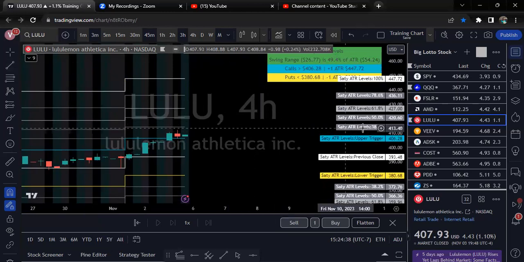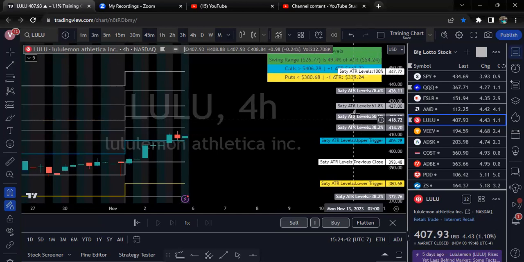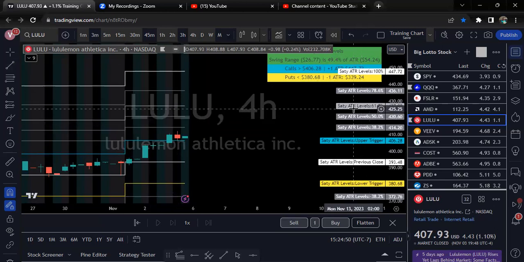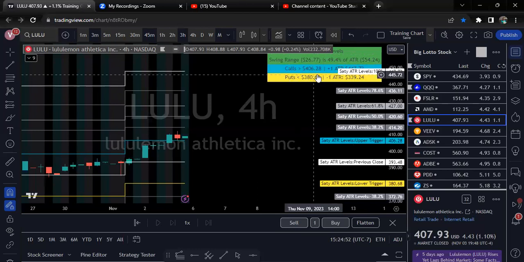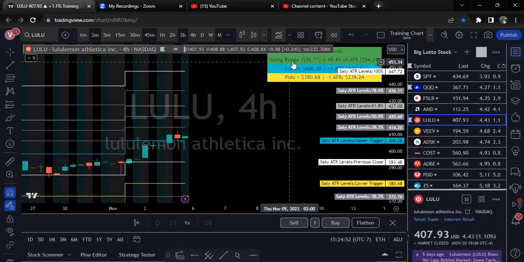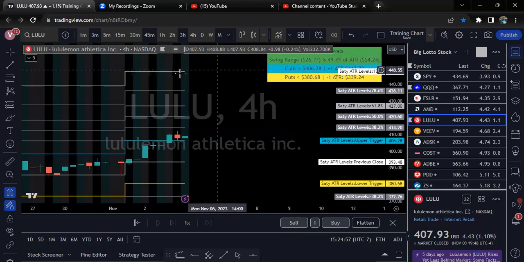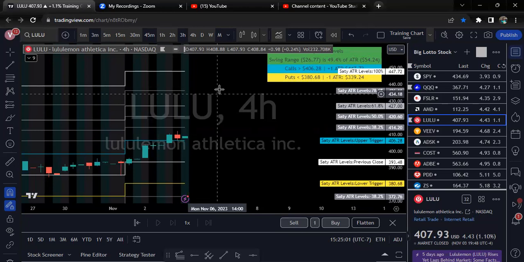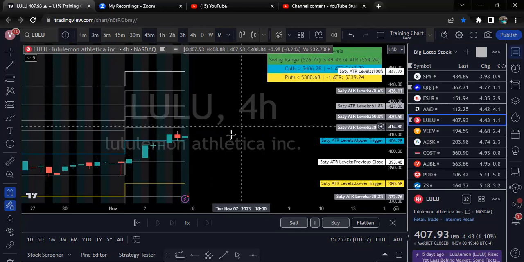Okay, so change these colors to colors that you can easily tell the ATR. So this is the ATR. These levels are based on ATR. So it means for the swing, Lulu can go up to 54 points because that's the swing ATR. That's the monthly ATR. If you're doing multi-day, it's the weekly ATR. If you're doing day, that's the daily ATR.